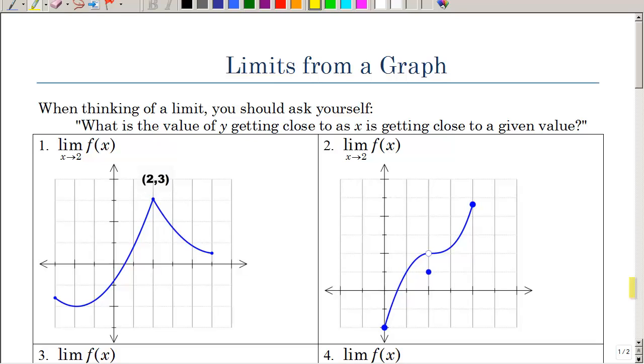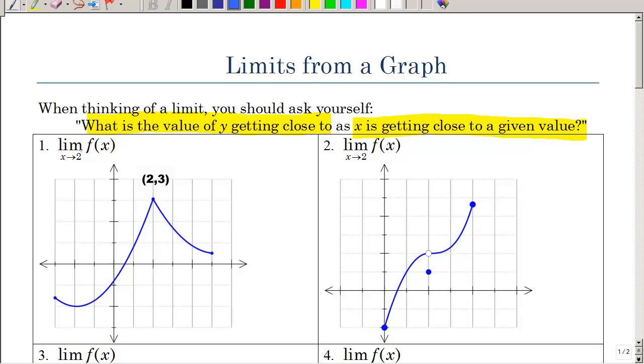One of the first topics you will encounter in Calculus 1 is limits. This class, we're just going to look at limits from a graphical point of view. And the idea is, when thinking of a limit, you should ask yourself, what is the value of y getting close to? Not necessarily equal to, but what is y getting close to as x is getting close to a given value? It's really pretty easy from a graph.